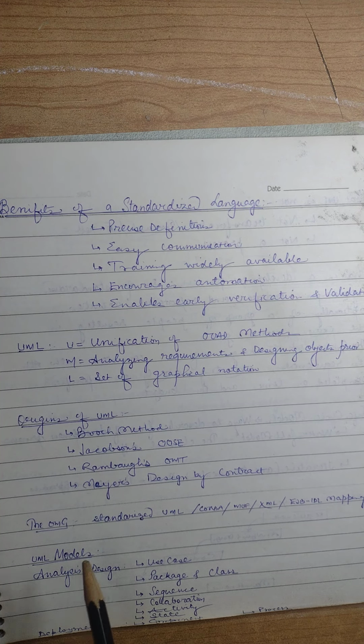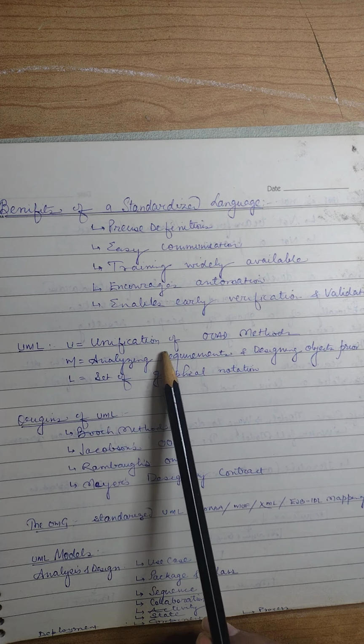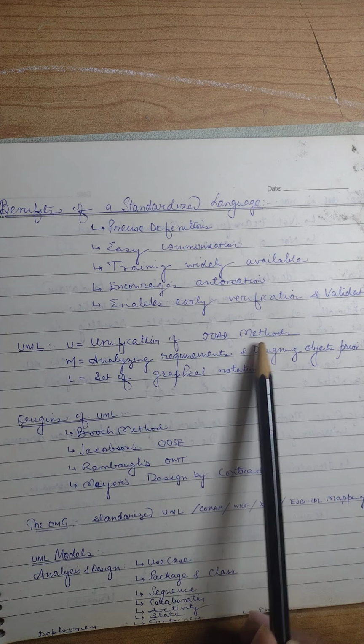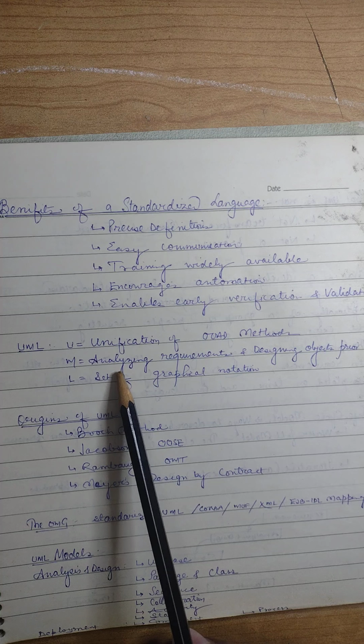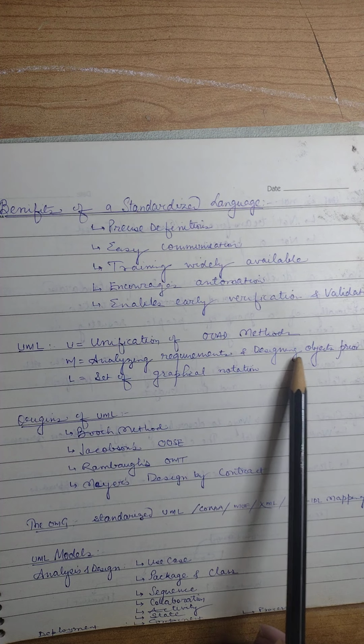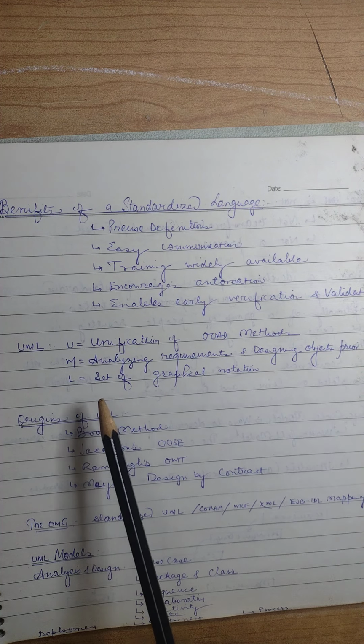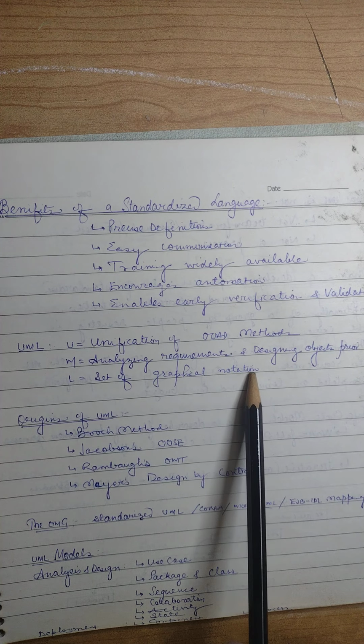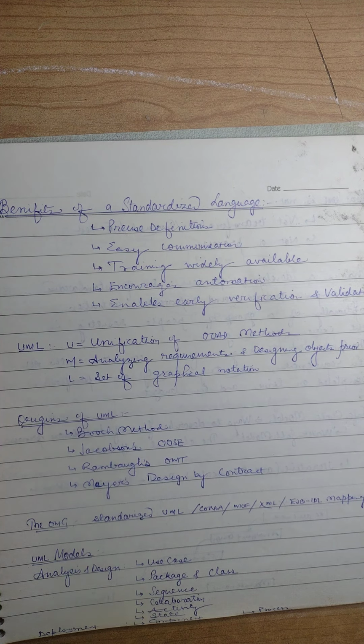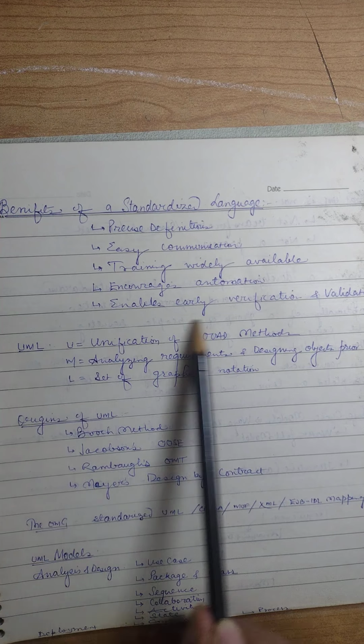Now UML has some more connotation which I'll explain. U means unification of object oriented methods, M means analyzing requirements and designing objects prior to coding, and L is a set of graphical language, unified modeling language. This is the brief definition.